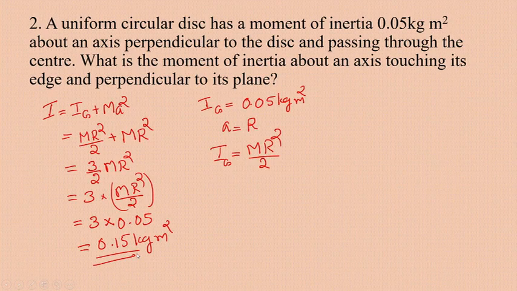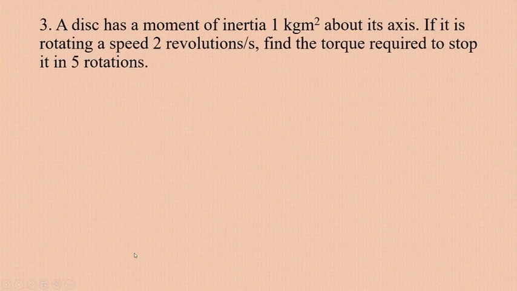Now move to the third one. A disk has a moment of inertia 1 kilogram meter square about its axis. If it is rotating at a speed of 2 revolutions per second, find the torque required to stop it in 5 rotations. I think the problem is clear.